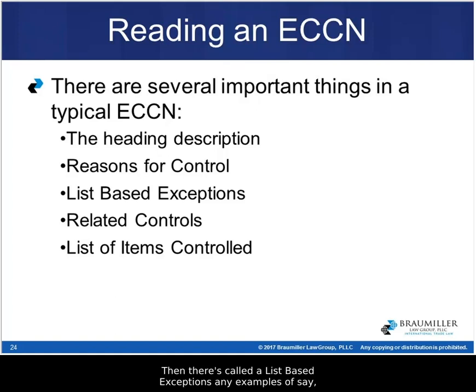Then there's what's called list-based exceptions. An example is a low value item. Certain classifications have an exception where, say, it's below $500 in value, you don't have to get a license for it. Then there are any related controls within the provision itself. It's typical that if the article is controlled, then the technology, which would be a related item, is also controlled. And then within the provision, you could find the list of items that are controlled, or the types of products that are controlled. It's a description of the controlled product.